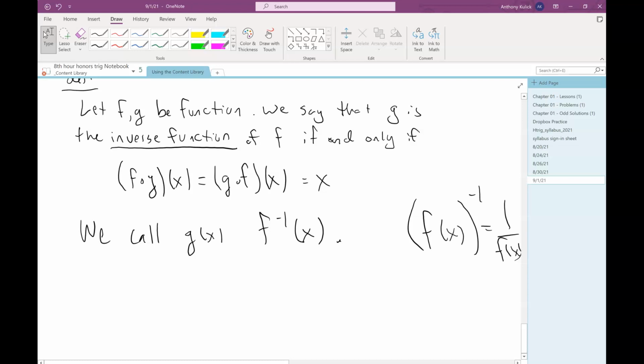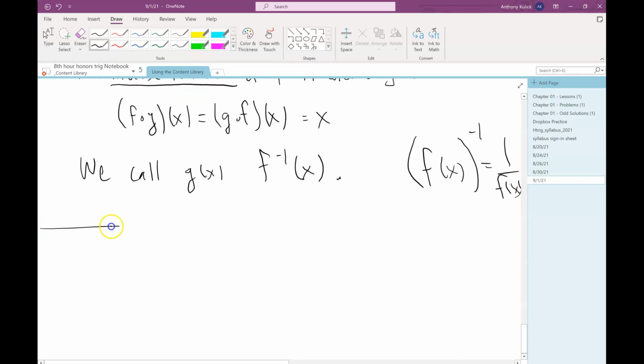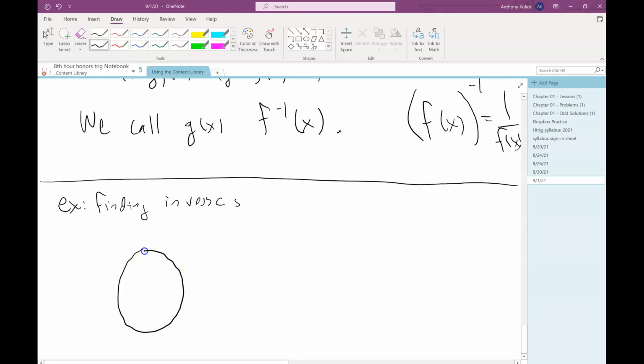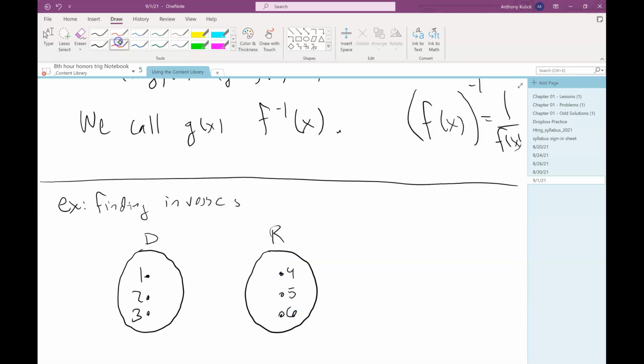Okay. So we've defined here kind of what an inverse is, right? It's one function that undoes everything another one does. So let's do some examples of finding some inverses. And we'll look at a variety of different settings. So I'll start with a mapping diagram. Say 1 goes to 2, and 2 goes to 6, and 3 goes to 5 or something. This is my function f.